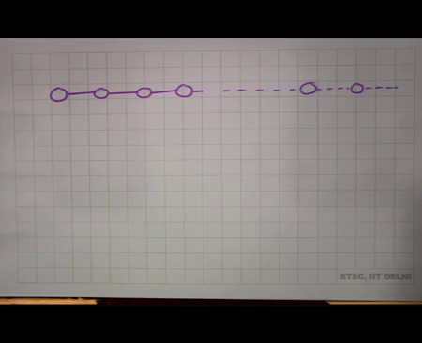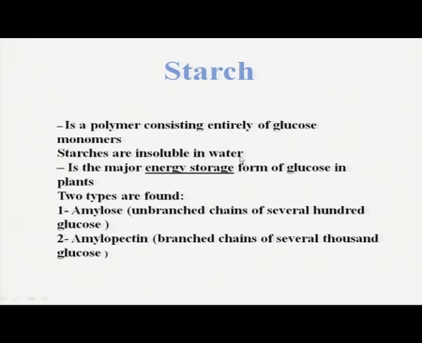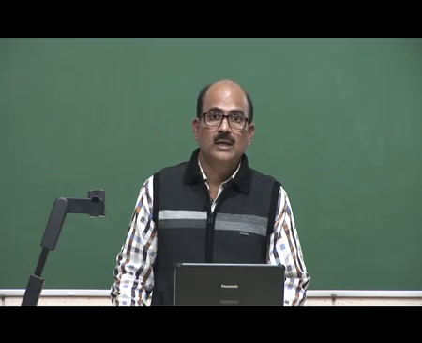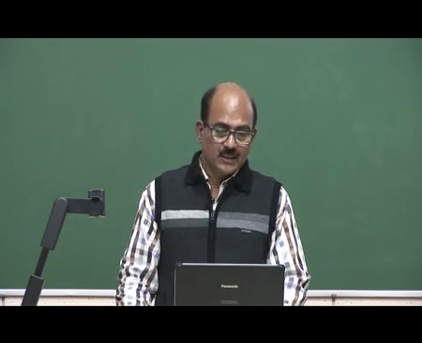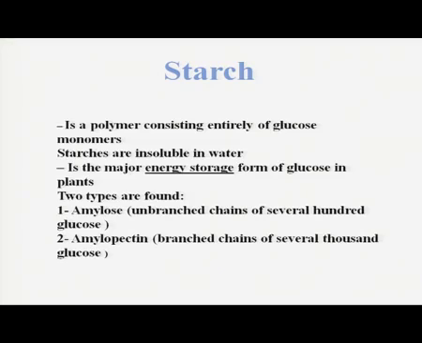So, starch we can define as a polymer of glucose monomers. Starch is generally insoluble in water. It is the major energy storage form of glucose in plants. In plants, the carbohydrate is stored in the form of starch. There are two types of starch according to your syllabus, that is amylose and amylopectin.